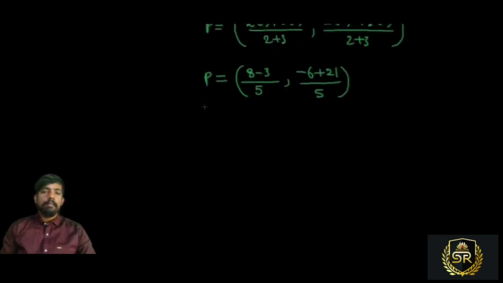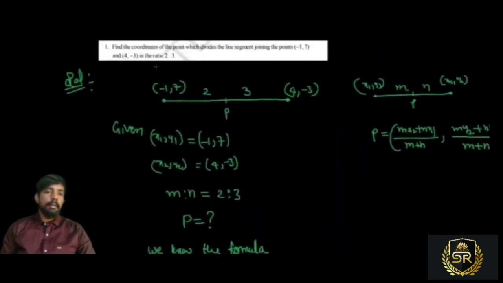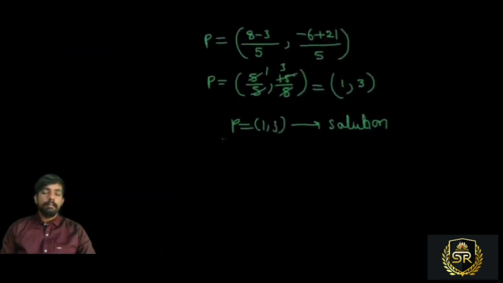Now P is equal to 8 minus 3 is 5 by 5 comma 15 by 5. So 5 1s are 5, 5 3s are 15. So the point is 1 comma 3, this is the solution. This is the point we should find, dividing the joining line segment in 2:3 ratio. Clear? Got it? Therefore, this is the solution point. That's all.